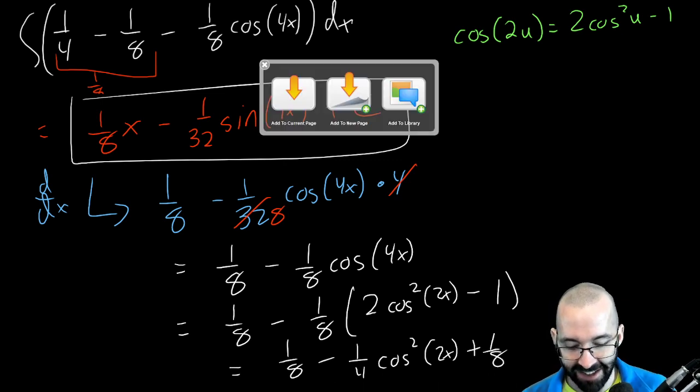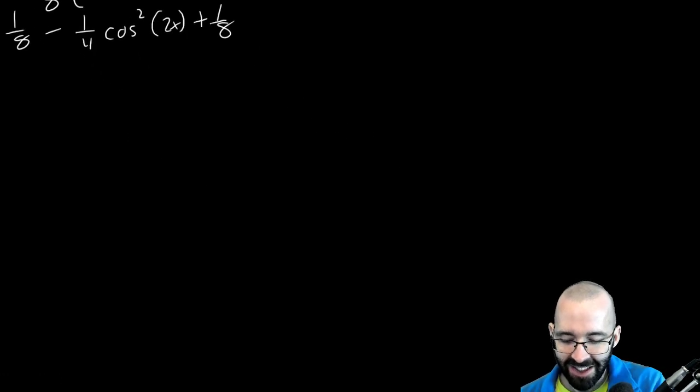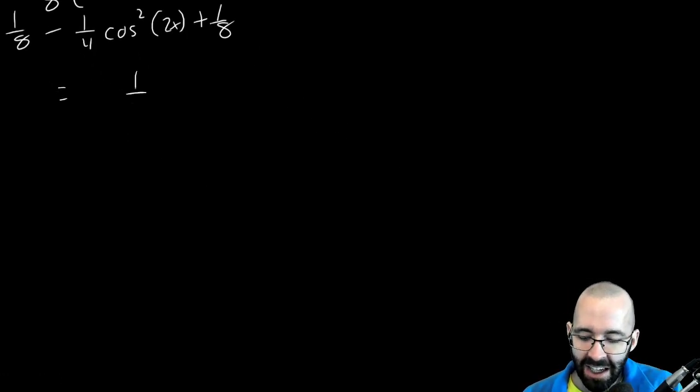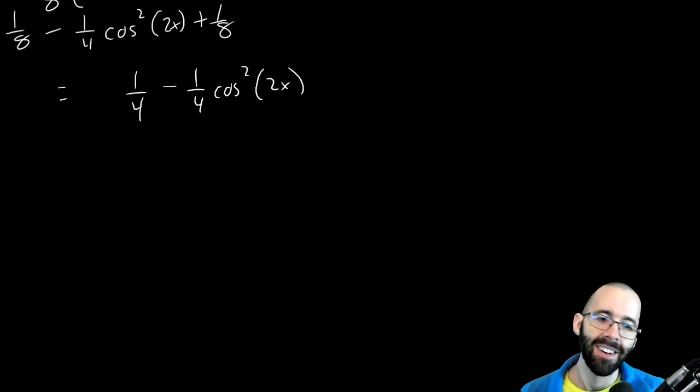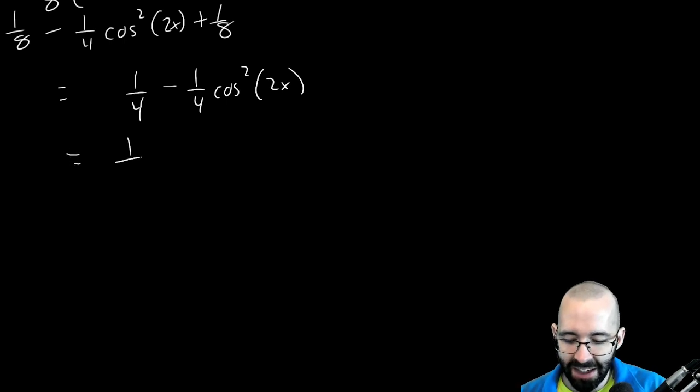So checking this answer is really some good trig practice. This is why I actually chose to do it. So now we have 1/4 minus 1/4 cosine squared of 2x, and we have to use that same double angle formula.